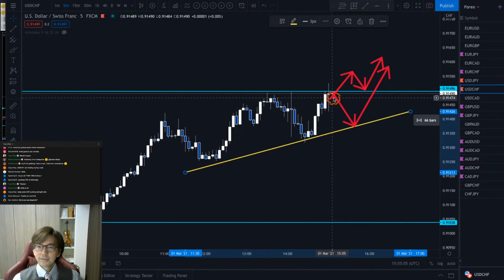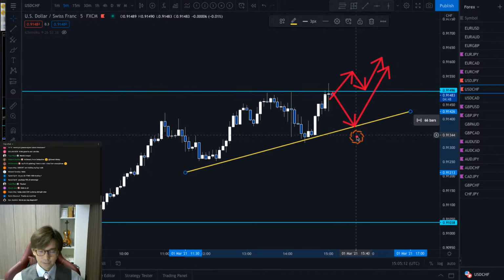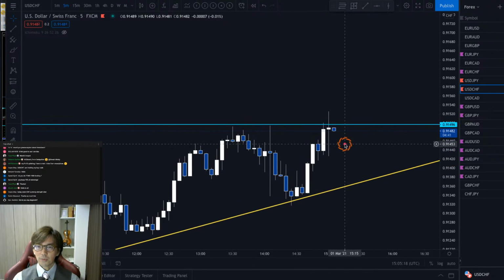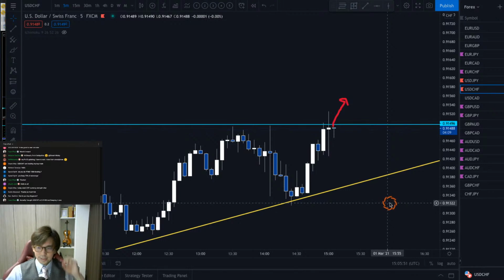Oh, looks like it's breaking the line, so let's see. There was a doji candlestick in 5. Once it breaks, I think it's going to go fast this way. Oh, Swiss franc is weak in currency strengths. So if USD is stronger than Swiss franc, then this currency pair will go up continuously.